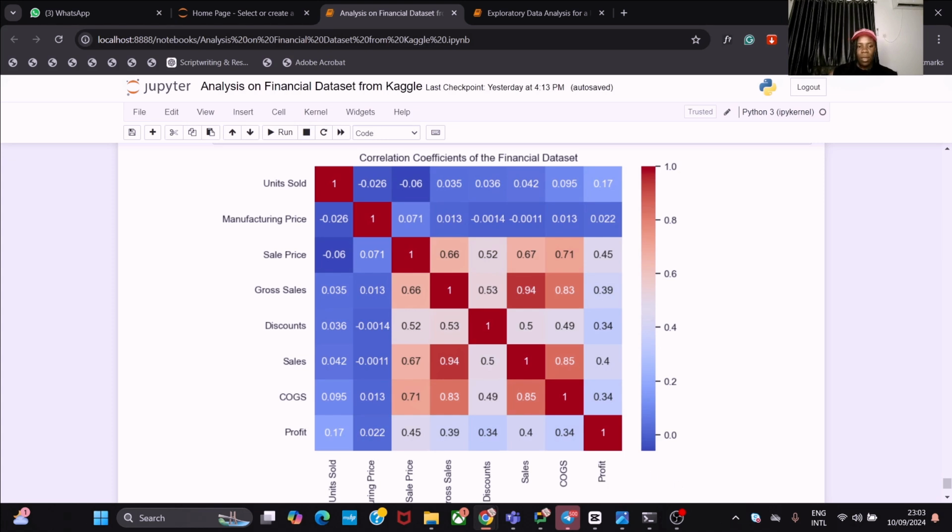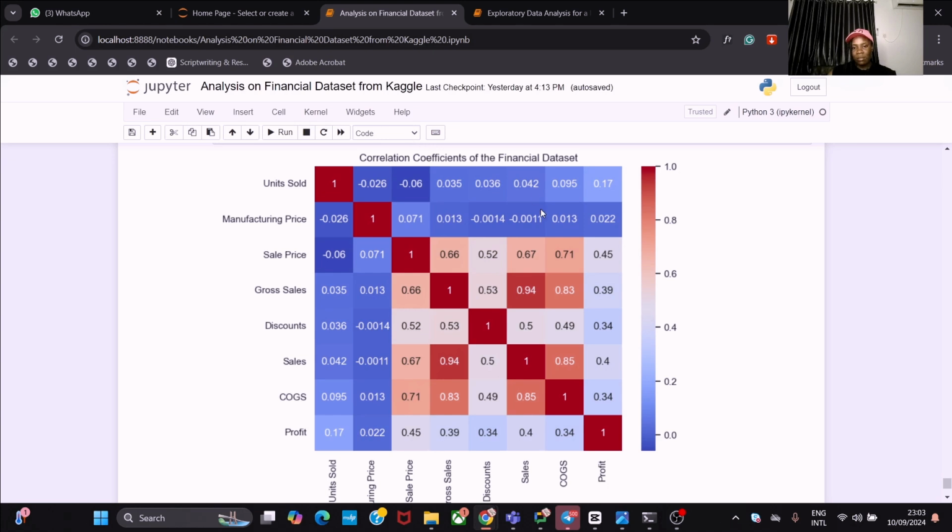Now, what is units sold? Units sold is simply the total number of finished products that are sold to the final consumers. When you look at the relationship between units sold and cost of goods sold, you can see that we have 0.95, which indicates a strong positive relationship.